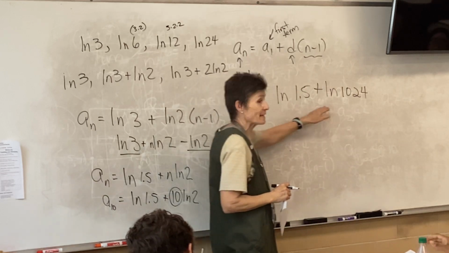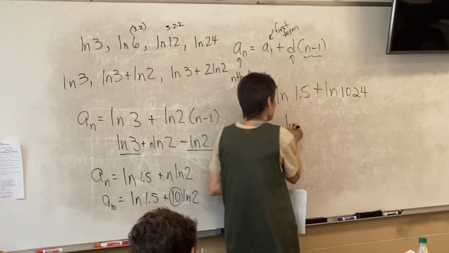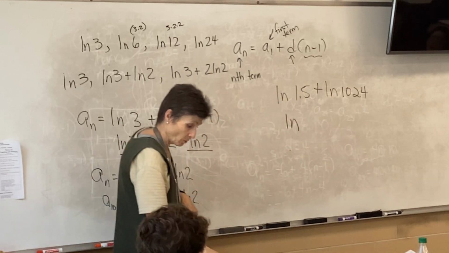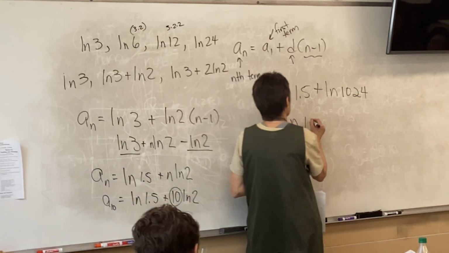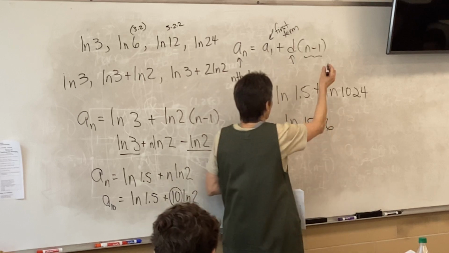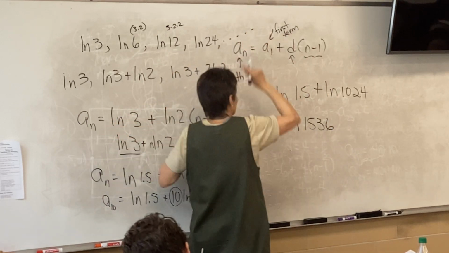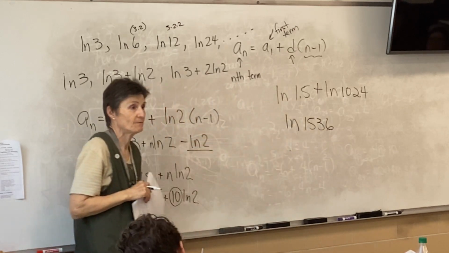Now these are being added, so I'm going to combine them as a multiplication. So 1536. So if I kept going here with my sequence, the 10th term in the list would be ln 1536.